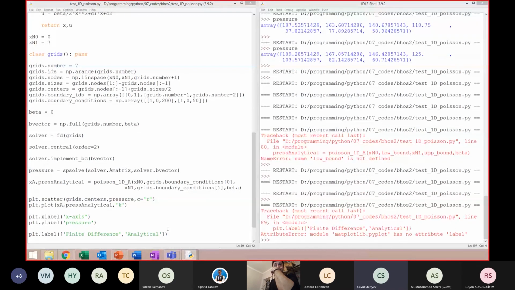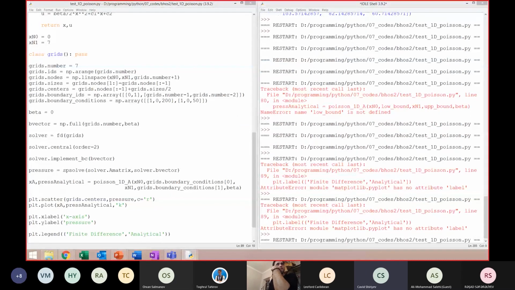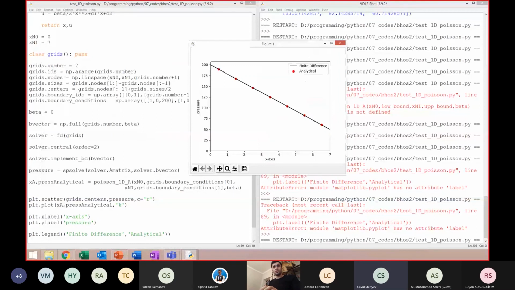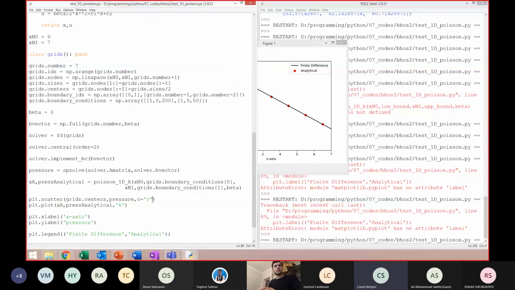PLT legend. Sorry, its name is legend. I'm sorry. Okay. Now this black line is the finite... So it's vice versa. Scatter is the numerical. Now let me put the legend here. Legend is equal to finite difference. This one, legend is equal to analytical.